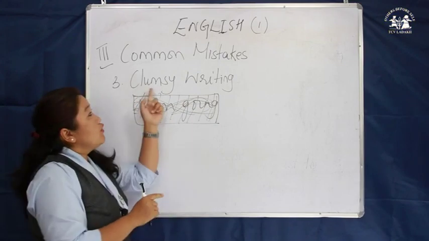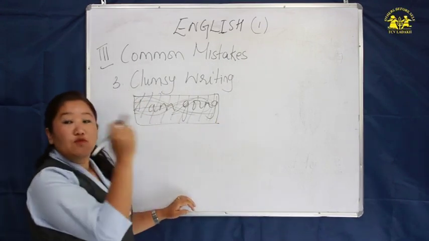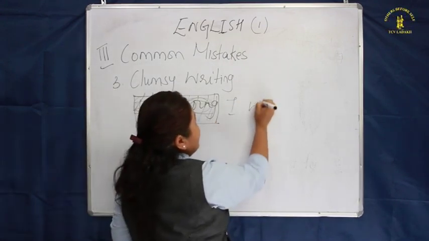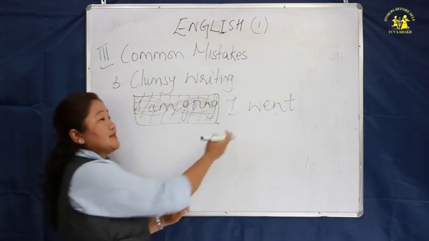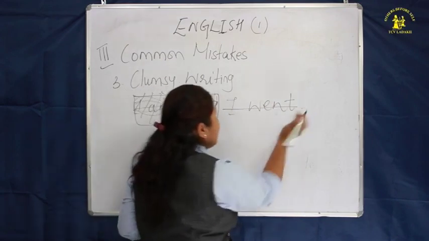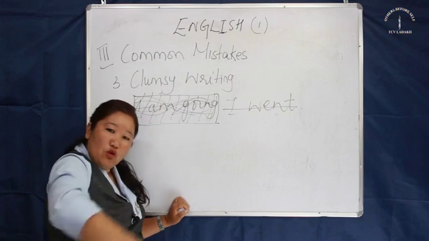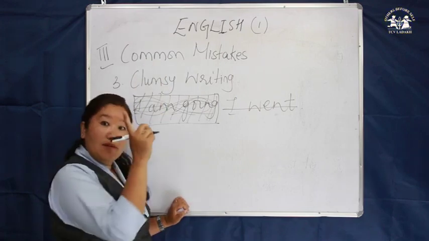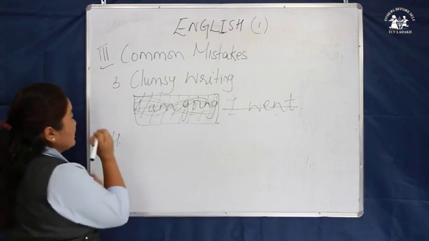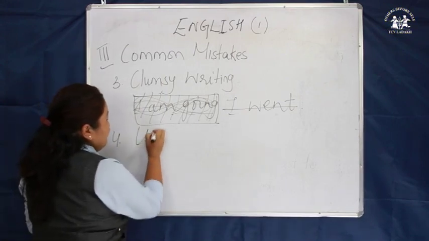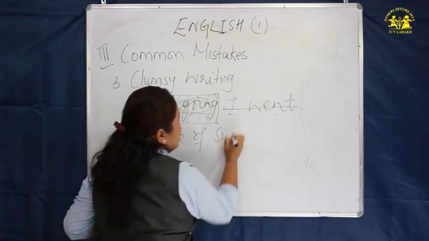That makes your whole writing very, very clumsy. That's why, instead of this, if you want to write, I went, and then you realize that this is wrong, you just strike it off. That's it. You don't have to make it so clumsy and spoil your whole story, all right? That's very, very important.